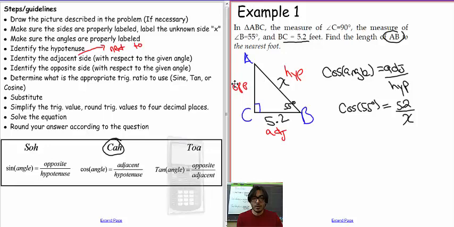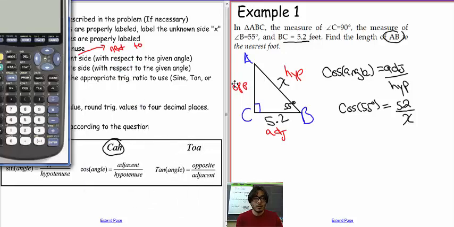So we're going to need our calculator for that. So make sure that you are in degree mode. So there's my degree mode. And it's going to be the cosine of 55 degrees. And we're going to round that to 4 decimal places. So we get 0.5736 equals 5.2 over x. So we got to solve for x.